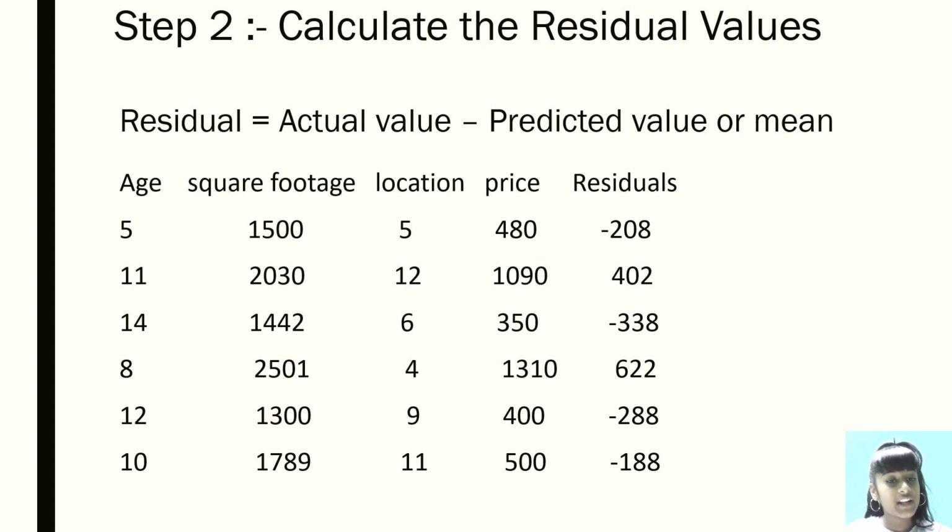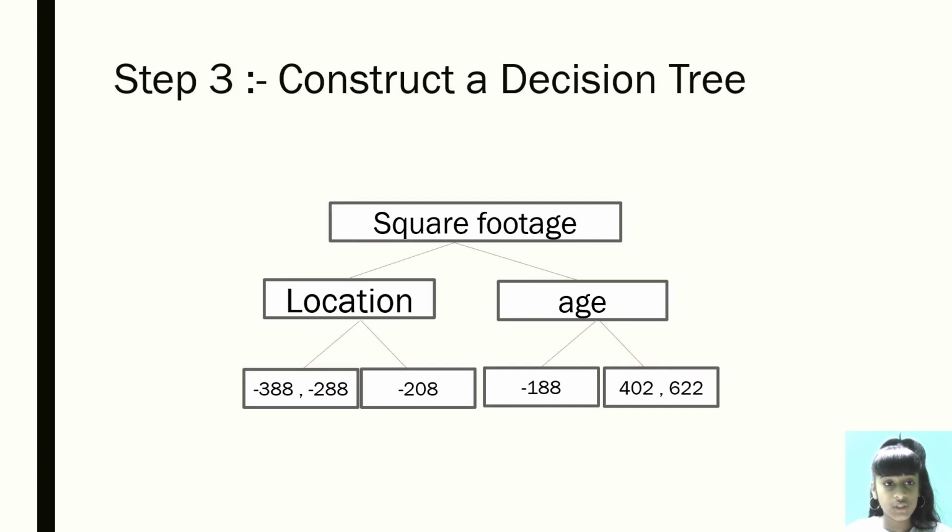Step 2 is to calculate the residual values. The residual value is equal to actual value minus the predicted value or mean. Here we don't have the predicted value, so we're going to take the mean. So it's going to be 480 minus 688, that's minus 208. And then we have 1090 minus 688, that's 402. And we do the same thing for the others, and we get these values.